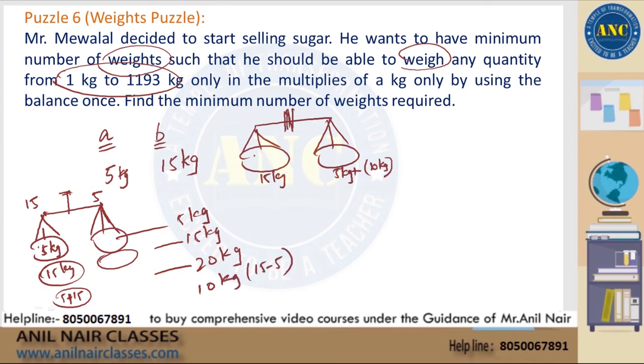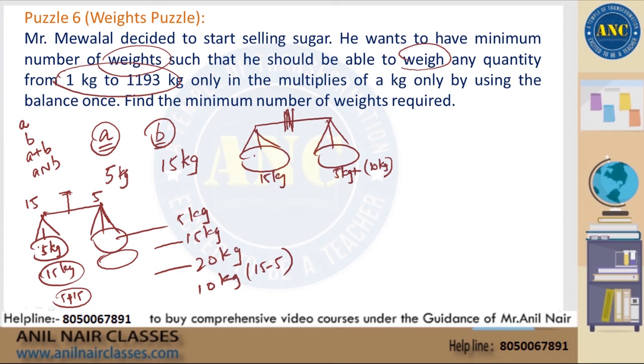So technically what I'm trying to tell you is, when you have two weights A and B, you can weigh the weight of A, you can get the weight of B, you can get A plus B, and the difference, that is A minus B, assuming whichever is greater.